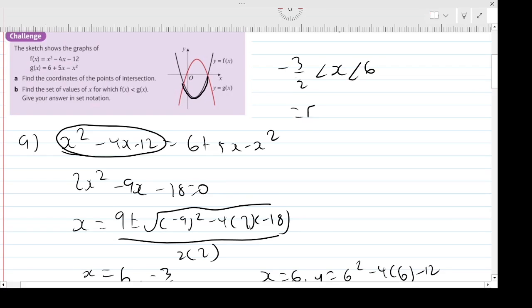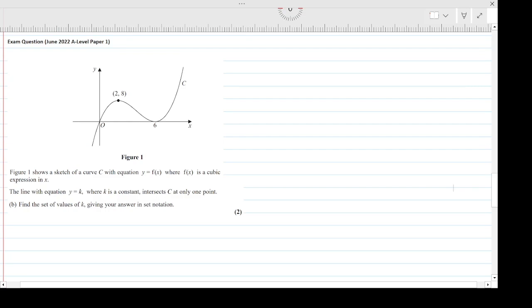So then in set notation, that would be the values x such that, and then copy my inequality, minus 3 over 2 is less than x less than 6. And that is my answer there. And then we got this question.